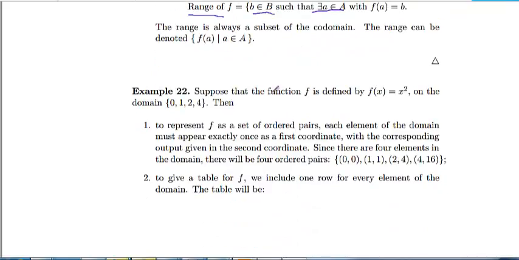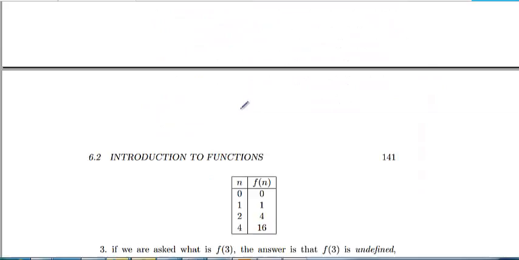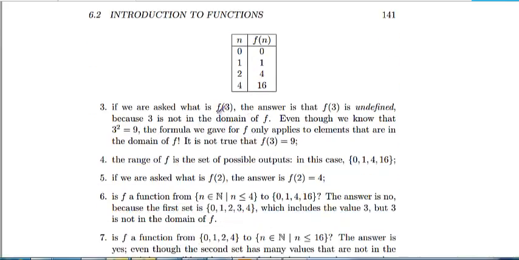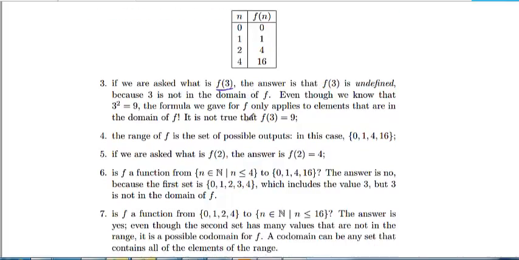All right, so here's an example. Now remember, the function depends not just on the functional rule, but also on the domain. So this function is different from a function that was f of x equals x squared, defined, say, on all real numbers. And it's a table representation. You can't define f of 3 because 3 is not in the domain.